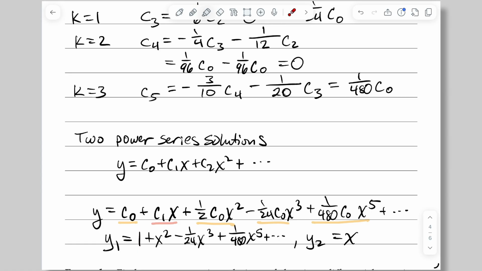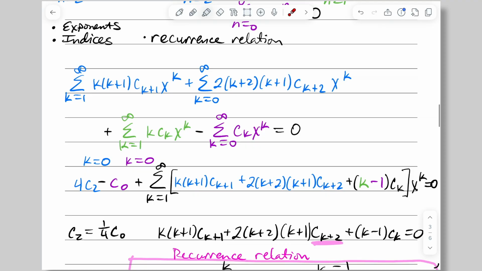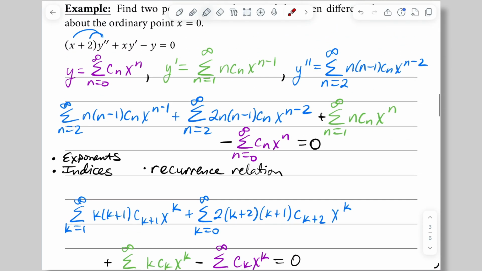I thought we were expecting 2 power series solutions. Technically, x is a power series. It just has one term. And if we look back at our original differential equation, we saw that it was (x plus 2) y double prime plus xy prime minus y is equal to 0.